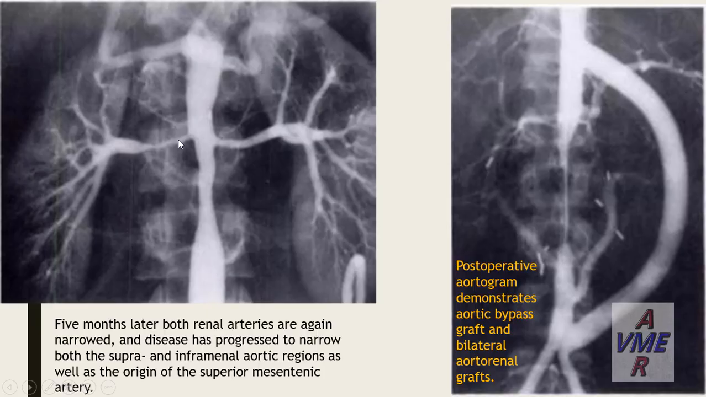And the disease has progressed to narrow both the supra- and infrasegmental renal aortic region, as well as the origin of the superior mesenteric artery. So finally, the patient shifted to the open bypass. This is the thoraco-abdominal bypass. Post-operative aortogram demonstrating aortic bypass graft and the bilateral aortorenal graft.